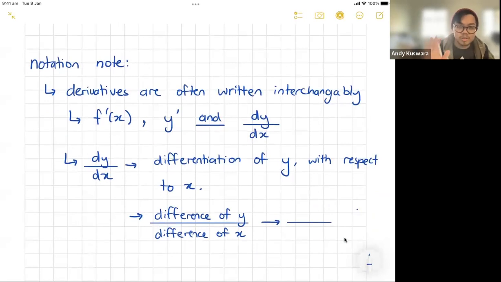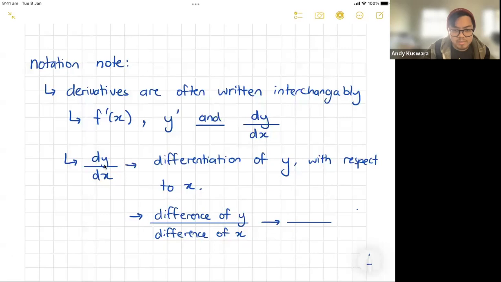Now, just a little note on notation. Derivatives are often written interchangeably. I can say f dash x, I can say y dash, and this is the one that you haven't seen before, dy dx. All of these things mean differentiation. So I'm going to use them interchangeably. They all mean the same thing.